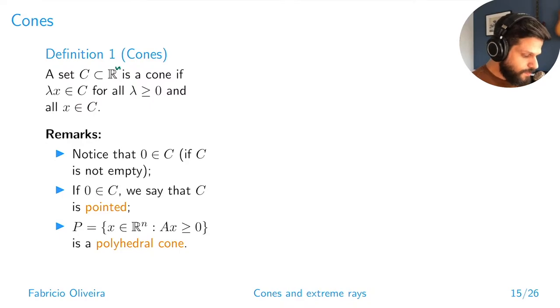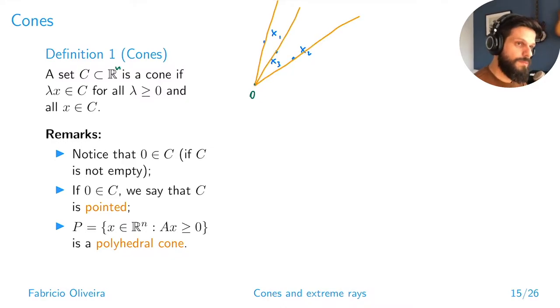So let me make a drawing here. Suppose this is the origin. So this is 0. And then I suppose I have x1, I have x2, and I have x3. And I'm thinking of what I'm doing with them when I scale them with non-negative scalars. Basically, what I'm doing is moving them all the way to the origin and beyond. So this with that, and this with this, right?